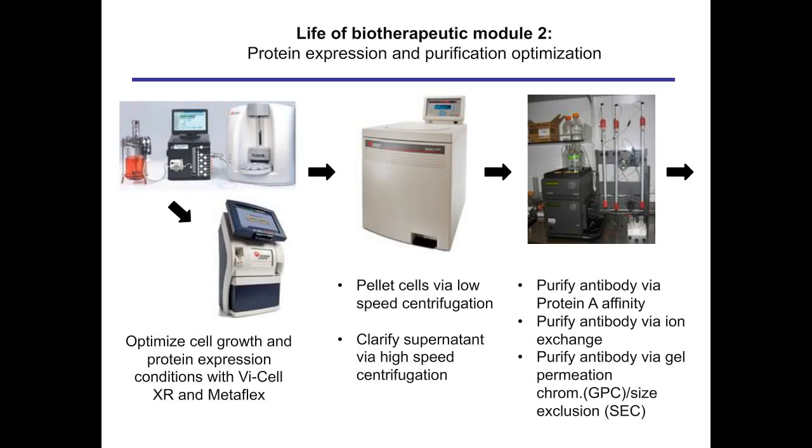And then often in the early stages, antibodies, for example, are purified rapidly via protein A affinity chromatography, and then maybe subsequently cleaned up via ion exchange chromatography and then maybe finally purified via gel permeation, also known as size exclusion chromatography.